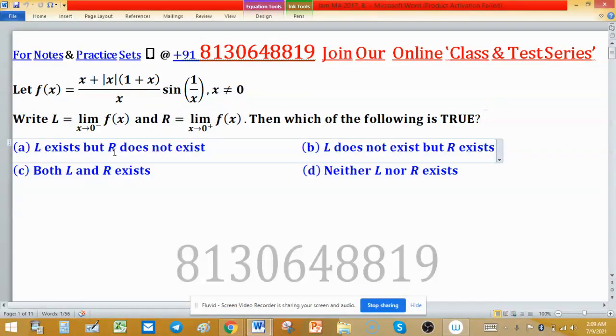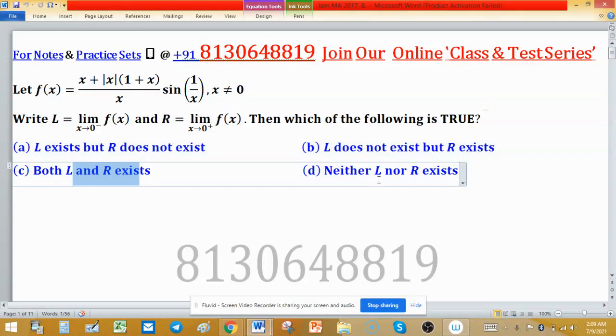L exists but R doesn't exist. L doesn't exist but R exists. Both L and R exist. Neither L nor R exist.